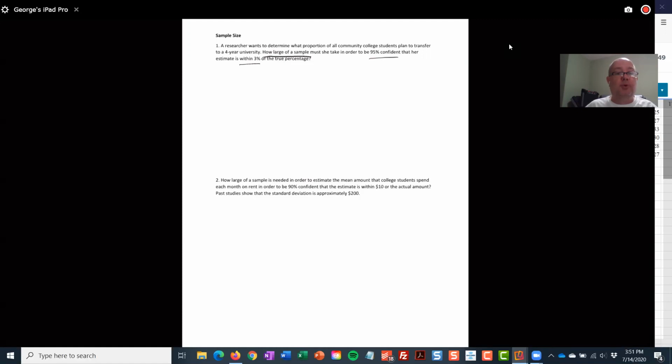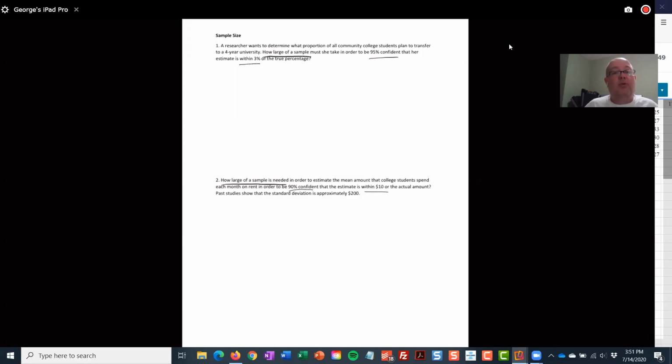If you read through problem 2 real quickly, and go ahead and pause it if you need to, look for the things that tell you it's a sample size problem. Okay, we have how large of a sample is needed, a level of confidence, and within a certain amount. So everything there again says it's a sample size problem.